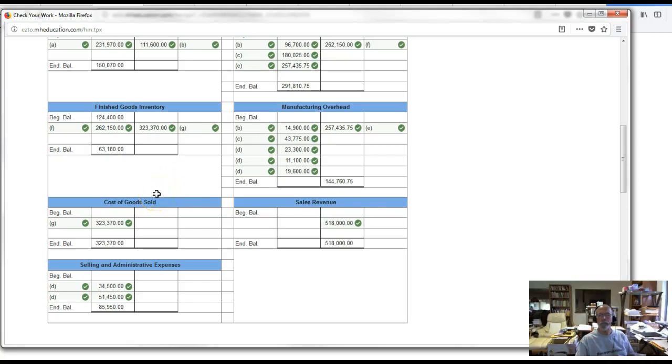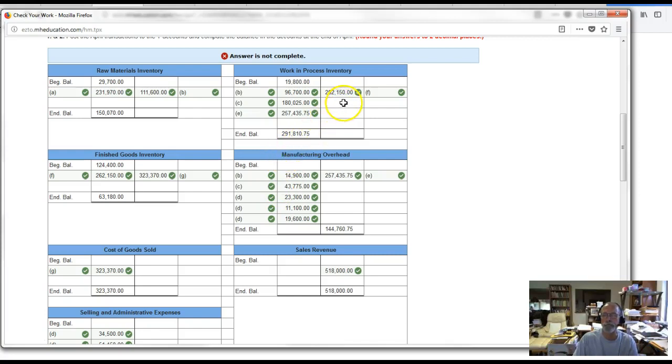Oh no, I take it back. What we manufactured is simply the amount that we move from our work in process into finished goods. But cost of goods sold represents the cost of jobs sold, not necessarily finished. So we're okay. So we had 124,400 in the finished goods inventory. We added 262,150 for jobs finished, and then we sold 323,370. So we still have job costs in finished goods inventory of 63,180, and those jobs will probably be sold next accounting period. So we're okay here.